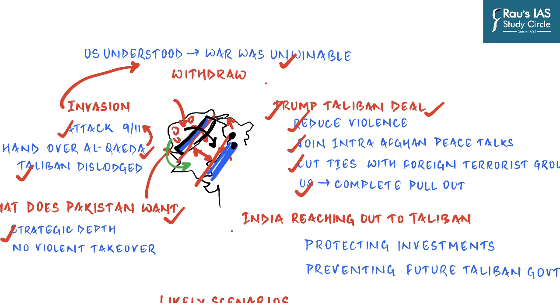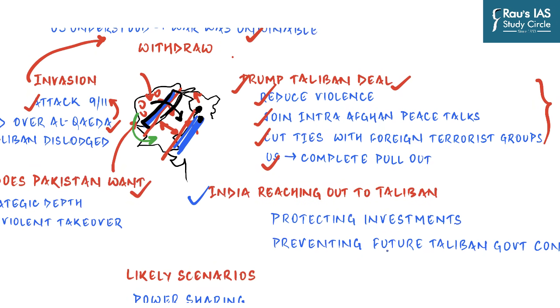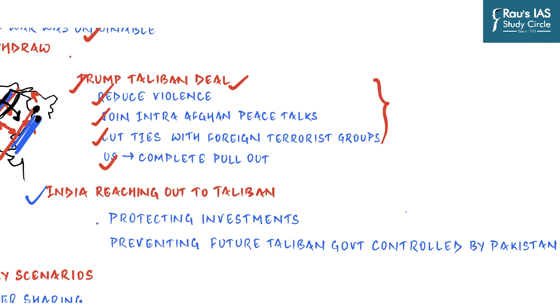Now, in the past 2 to 3 months, quite a revelation was that India has started to reach out to the Taliban, which has been quite contrary to the position India has taken in the past. And so the obvious question: why is India trying to reach out to the Taliban? And there are 2 proper reasons behind this particular move by India.